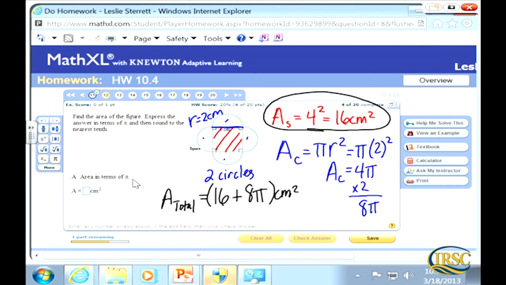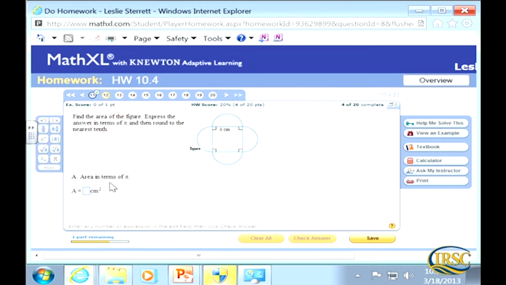Okay, so the rest of it's going to disappear. Everybody saw all the formula part. So in this box, we are typing in 16 plus 8 pi, and the pi button's in your palette right here. Okay, 16 plus 8 pi, that's in terms of pi, centimeters squared.